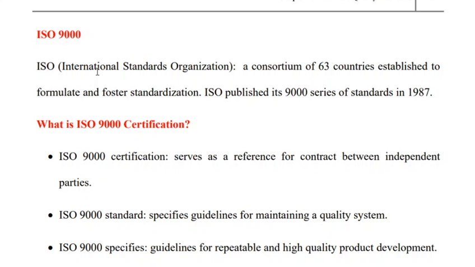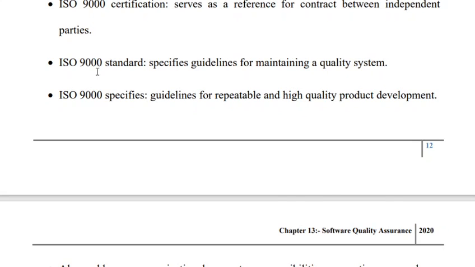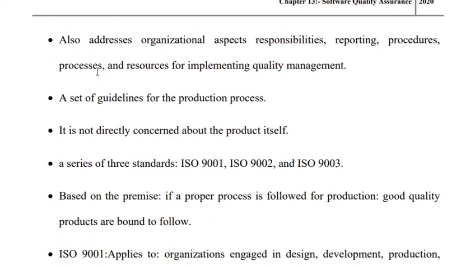Let us try to understand the importance of ISO certification. ISO 9000 certification serves as a reference for a contract between different independent parties. ISO 9000 standard specifies guidelines for maintaining a quality system. It also specifies guidelines for repeatable and high quality product development. In addition to that, it also addresses two key organizational concerns such as delegation of work, reporting, procedures, processes, and resources for implementing quality management. It's a set of guidelines associated with the production process, but it's not concerned with the product itself.